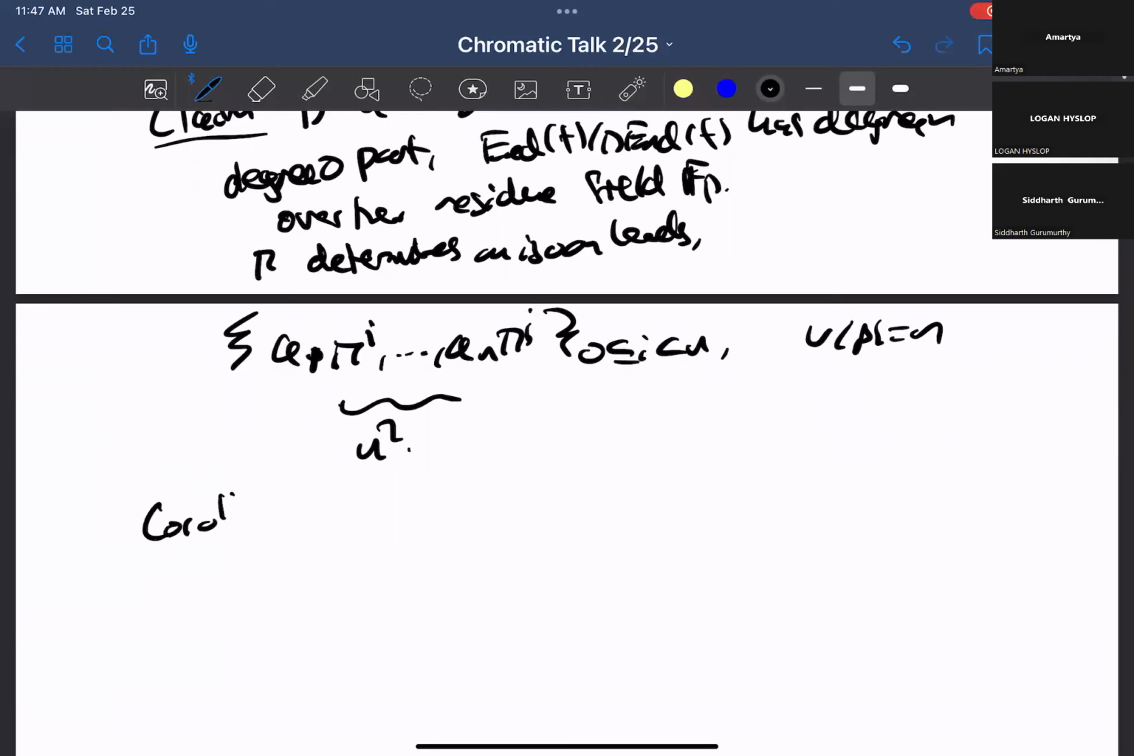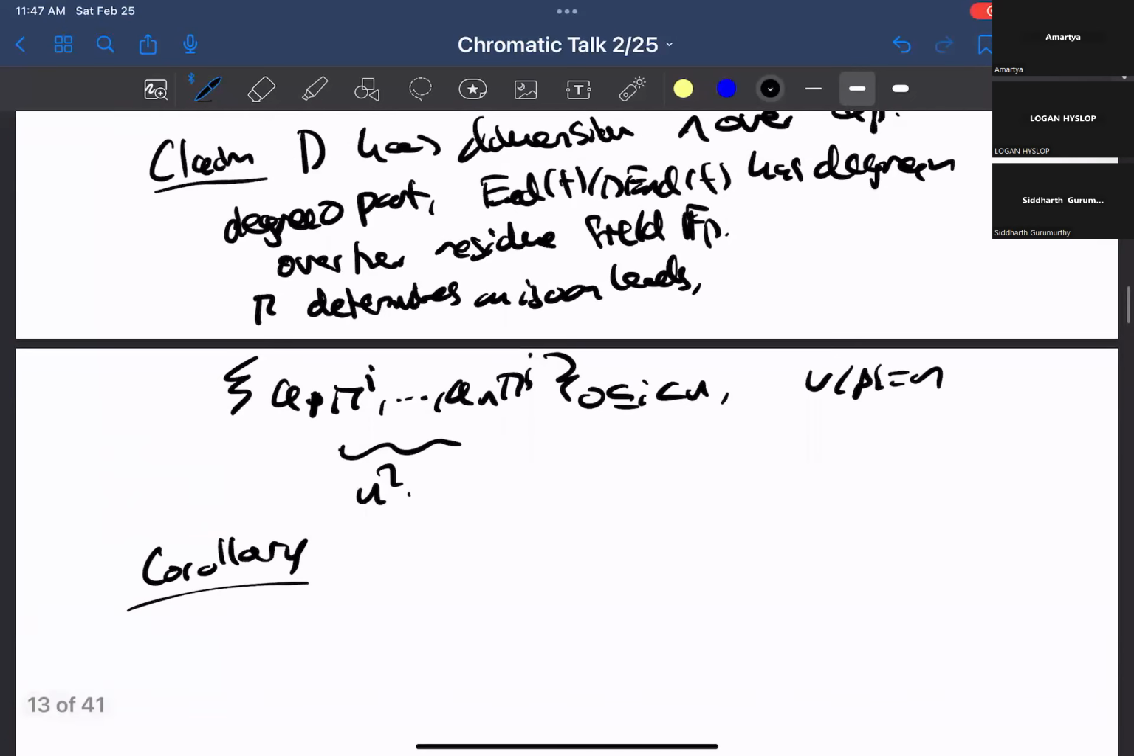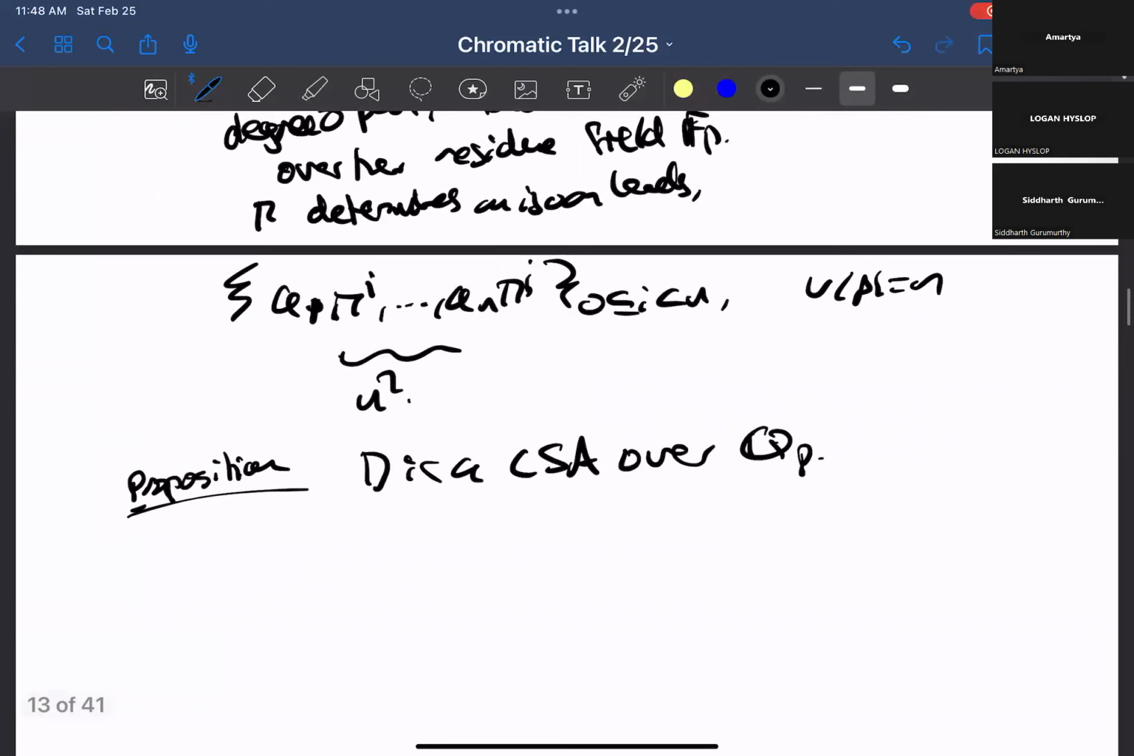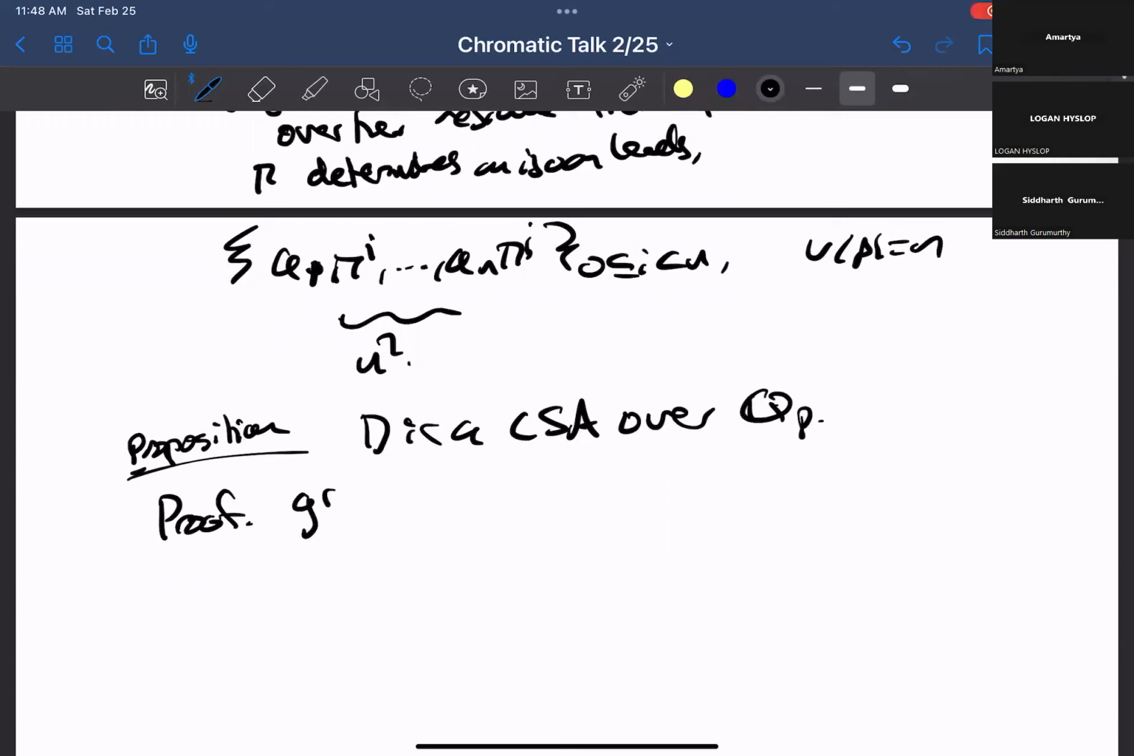So another corollary of this that we can note is the following proposition. D is a central simple algebra over QP. So we know it's an algebra over QP, and we know QP is contained in the center. We want to show that it's central simple. So we're going to take any g as an element of D with g not in QP.